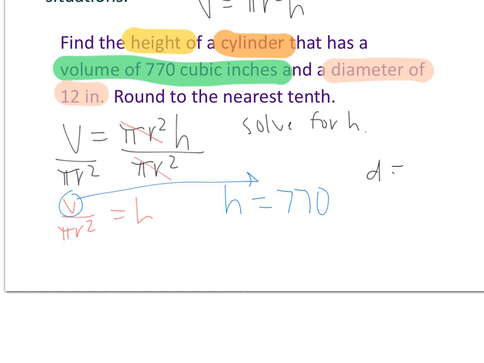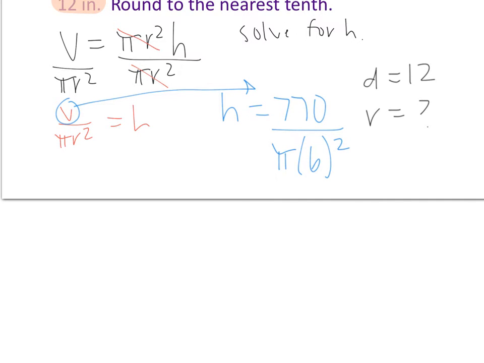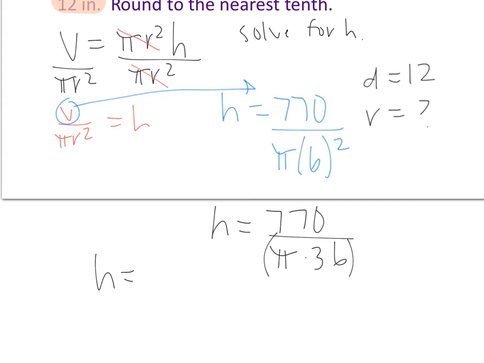And then the diameter is 12, and I want the radius. So how do I find radius if I'm given the diameter? Divide by 2. So I would take 770 and divide it by pi times 6 squared. And now I just need to type some of these values into my calculator. And before I do that, I can simplify a bit and say h equals 770 divided by pi times 36. And I get height is equal to, and if I round to the nearest tenth, 6.8 inches. So again, looking at a rational function applied to a real world or word problem scenario.